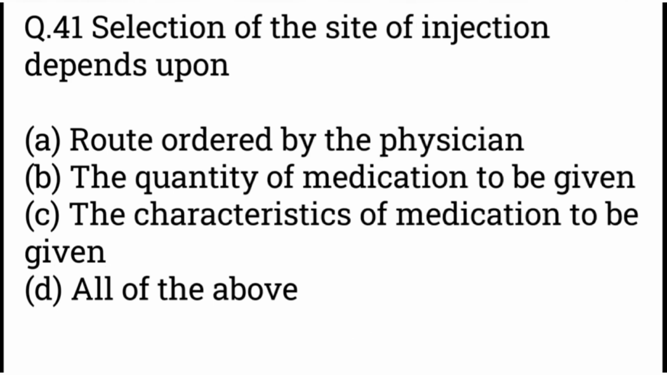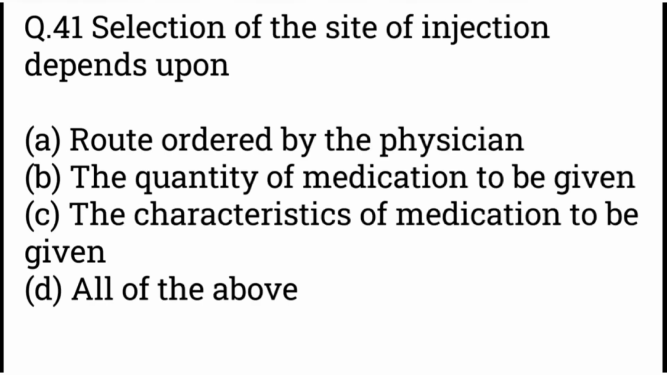Selection of the site of the patient depends upon route ordered by the physician, the quantity of medication to be given, the characteristics of the medication to be given, all above. See here the answer is all above because route ordered by physician is important, the quantity of medication to be given is also important, it is the part of the order of the physician, and characteristics of medication to be given, some drugs are only meant to be given IV, so answer will be all above.